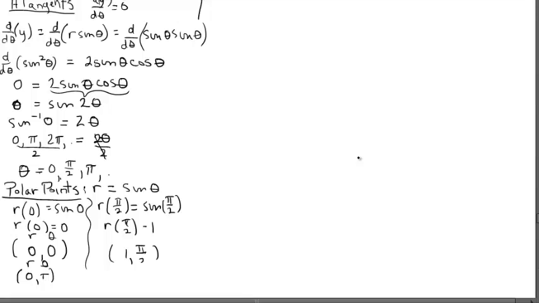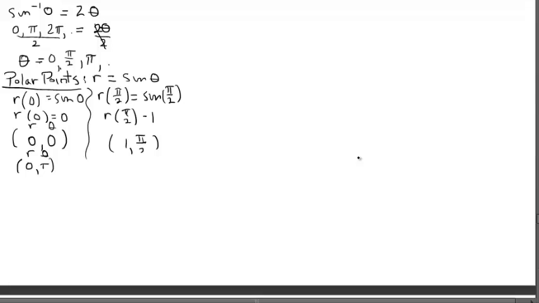Now, to finish this, we have to find the vertical tangents. As described earlier, that's where the denominator is going to be 0. dx/d theta will be 0. So following the same procedure, we're going to differentiate x with respect to theta, but we need to get x in terms of theta. That requires us to know that x is equal to r cosine of theta.